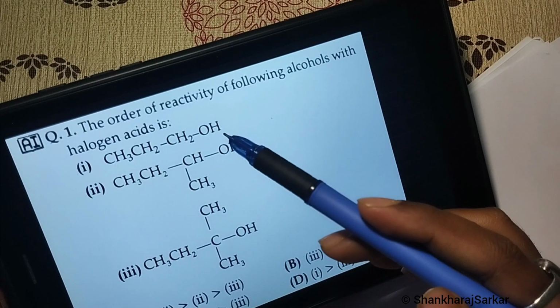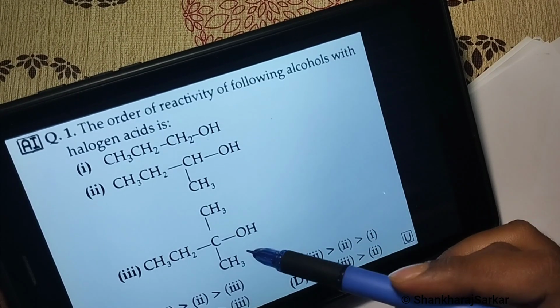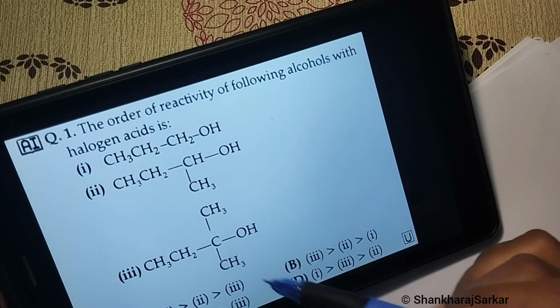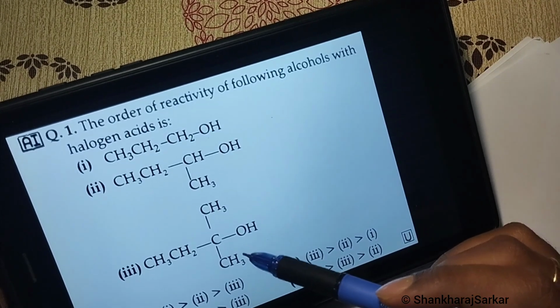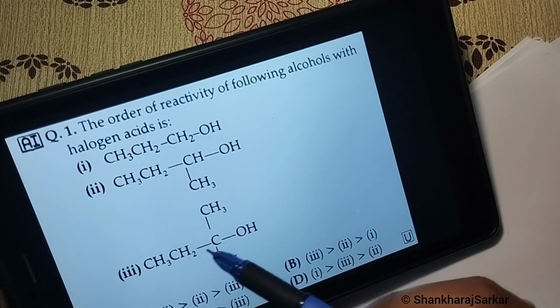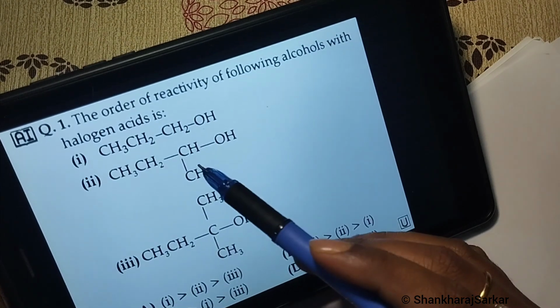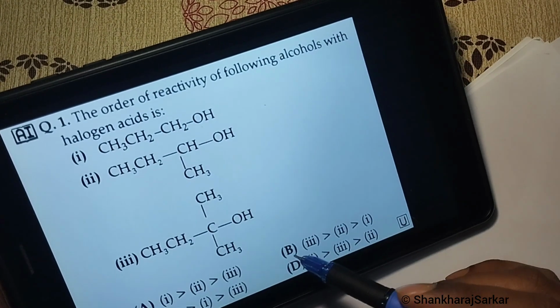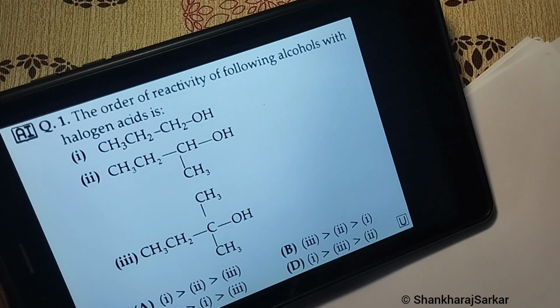Now we know that this is 1 degree alcohol, it is 2 degree and it is 3 degree alcohol, and we know that 3 degree alcohol reacts faster with halogen acid. So 3 will be the highest, it will react much faster than the 2nd degree, then 1 degree. So option B is your correct option.